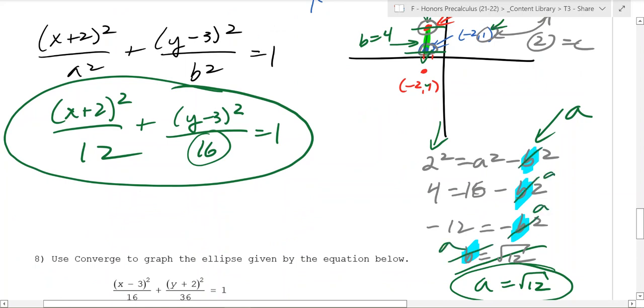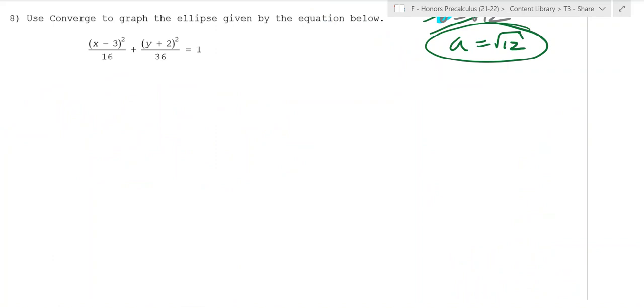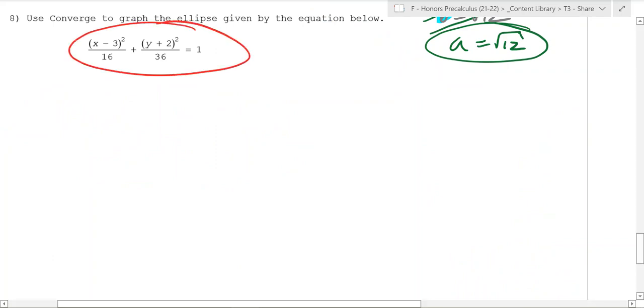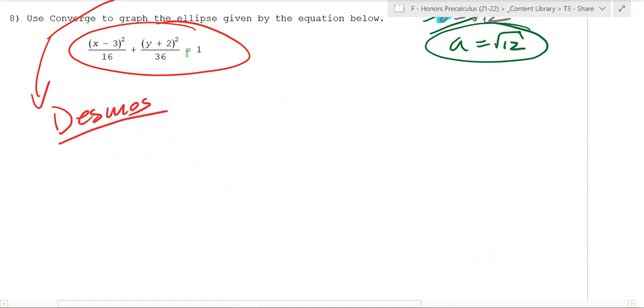And the last thing you should make sure you can do is type this into Desmos. Remember, when he says converge, I want you to use Desmos, so you can actually test these out to see how they look. Remember that you have to have 1 on the outside. That's the form you want it to be in.